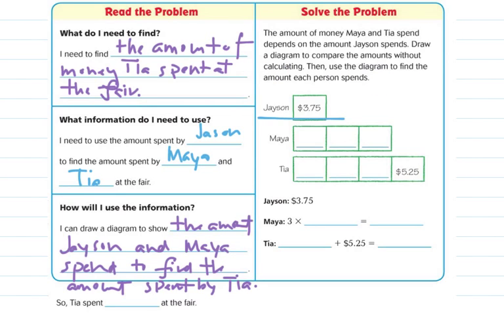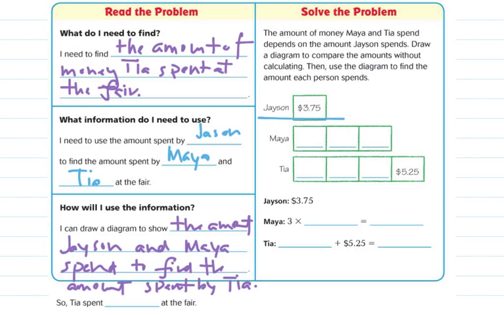This is our larger area of our work mat where we have a little bit more space to work out our problem. It says the amount of money Maya and Tia spend depends on the amount Jason spends. So what we're going to do is we're going to draw a diagram to compare the amounts without calculating. Then we're going to use the diagram to find out the amount each person spends. So this is a part 2 process.